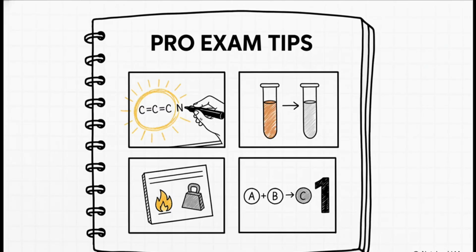And here are some final pro tips to make sure you get every possible point. Be precise. Always draw that C=C double bond clearly. It is the star of the show. When you're describing the bromine test, use the exact words orange-brown to colorless. Know those specific tough conditions for making ethanol die hard. And never, ever forget the golden rule. In these addition reactions, you always end up with just one single product. Get those details right, and you'll be golden.